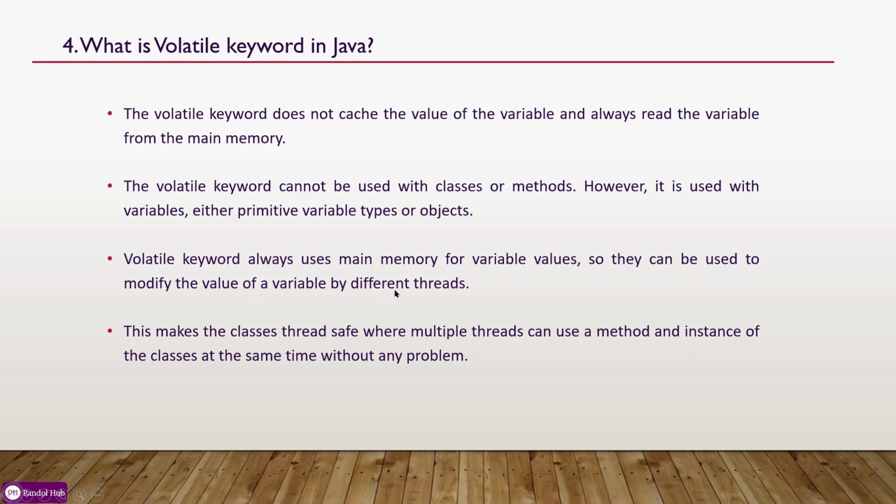Since the variable values are stored in the main memory, all the updates, the read and write operations, everything is done in the main memory and not on local copies, even the write operation. So this makes the classes thread safe, where multiple threads can use a method and an instance of the classes at the same time without any problem. Since the main memory is used for accessing the values of those variables, we get thread safety by default, and we don't need to worry about it.